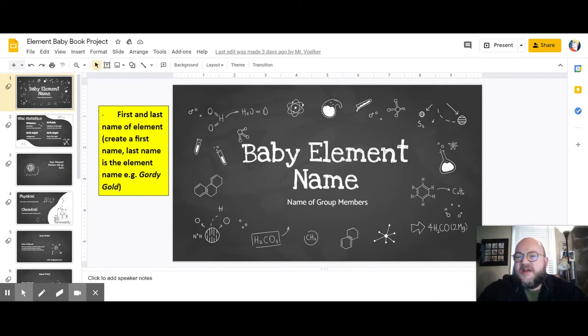So as you see here, I have a template that you're going to be using, and I'm sending this to you on Google Classroom. And again, you can work by yourself or with a partner. And you're going to be filling out each one of these templates with both information and with graphics. So on this first page, pretty straightforward, you're going to be coming up with a baby element name. So if I had gold, I wouldn't just want to call my baby gold. I want to give it a cute name like Gordy Gold or Alfred Aluminum or something like that. You let your creativity be your guide. So all this page just has is your baby element name and the names of your group members.